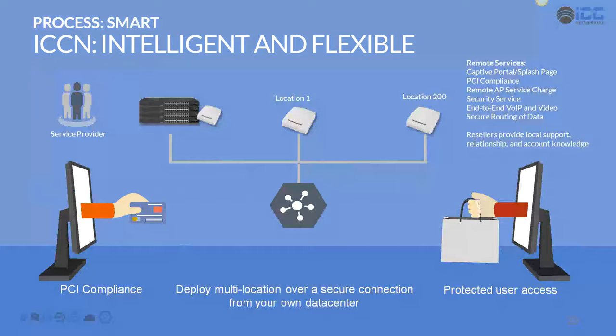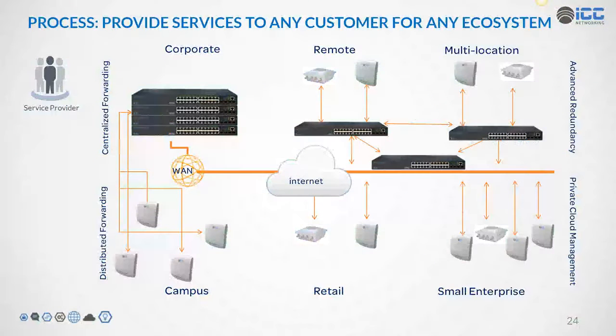Premise equipment simply gives your customer more control from a central standpoint behind their own physical firewalls, but it still supports all of the same features such as captive portal and splash page, PCI compliance, remote AP service management that can be charged for different levels of security, and voice and video capabilities as well. So as a result, as in the case of PCI compliance, they're able to deploy multiple locations securely and yet still protect the actual physical user.